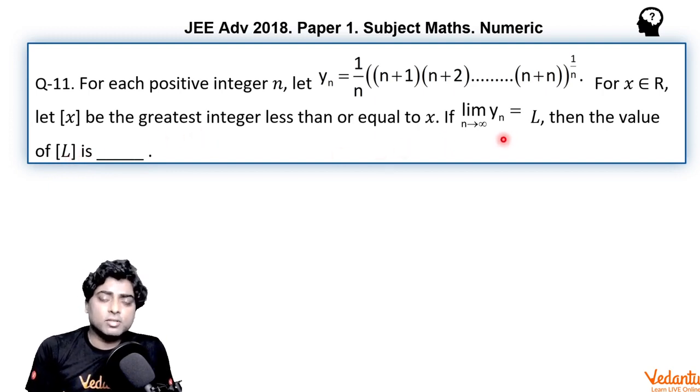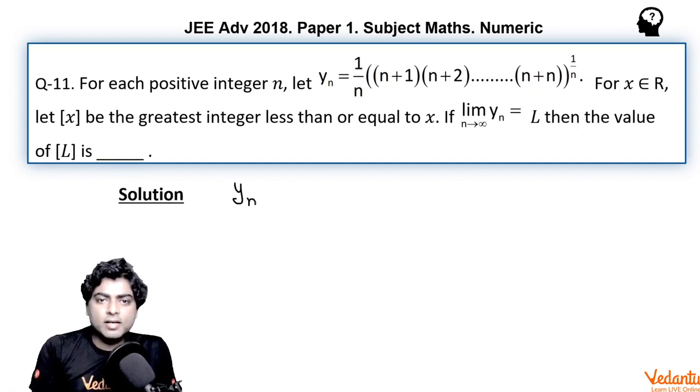So how can we solve it in an easier manner? Approach one is to get the value of L directly and then find the greatest integer less than or equal to L. In approach two, I will tell you how we can solve it without finding L and still get the answer for the greatest integer less than or equal to L. So let's see both the approaches one by one.